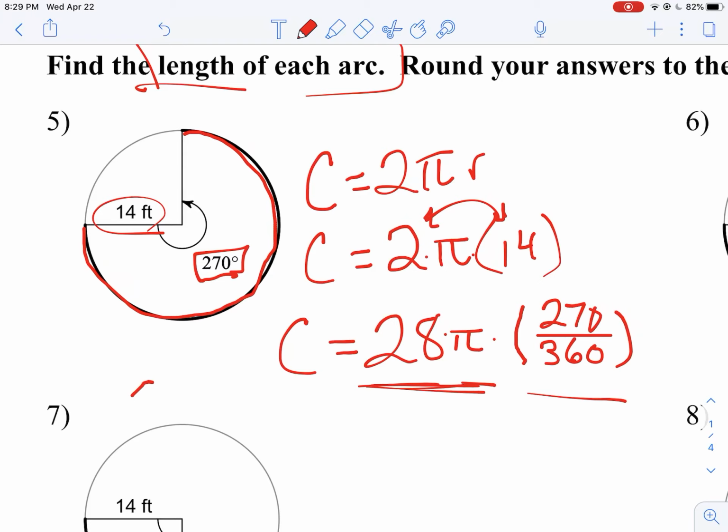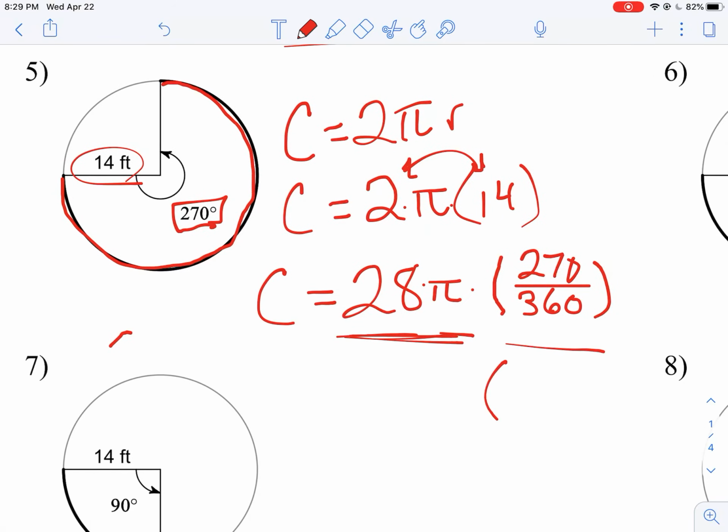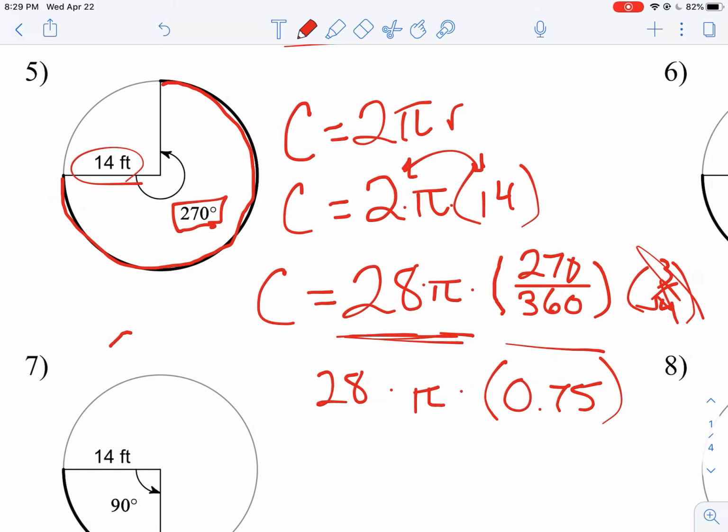So in my calculator, you could simplify that fraction if you want. You really don't have to. I'm just going to do 270 divided by 360. All right, that's going to give me 0.75. So in this parentheses is going to be 0.75. That's just 270 divided by 360. You could have reduced that. I think you divide 90s out of both of those and get 3/4, right? Yeah, 3/4 is 0.75. You don't have to do that though. That's extra. Okay, and then I have the pi, and I have that 28, which is 2 times 14.